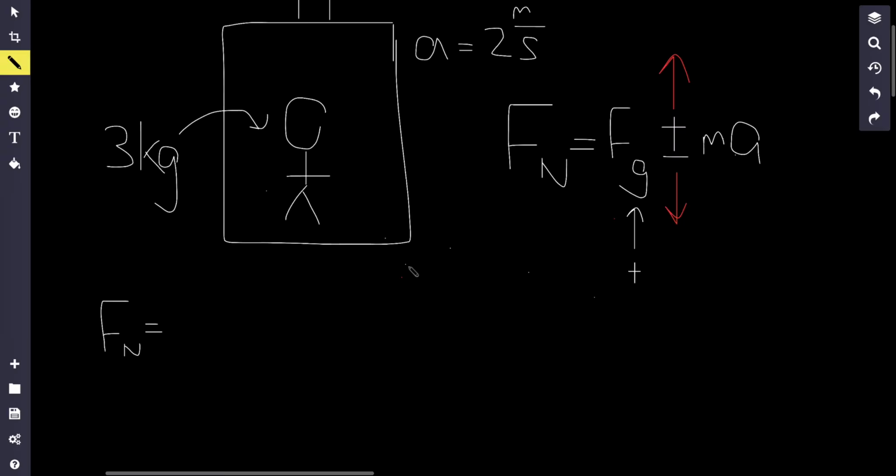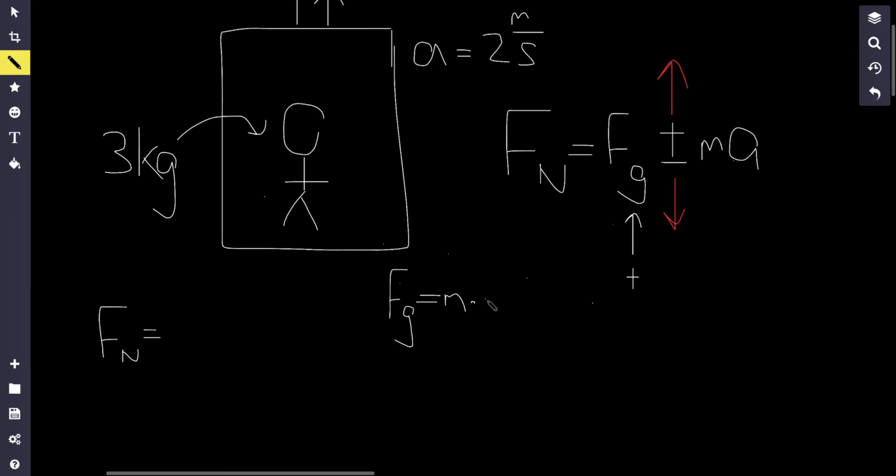So we're going to have our weight. That's going to be equal to mass times the acceleration due to gravity. So 3 multiplied by 9.8. And that gives me 29.4 newtons. All right.